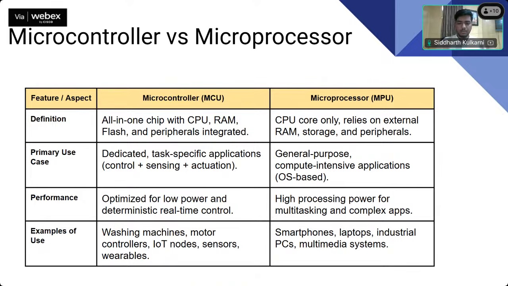Now, the question comes: what do we use a microprocessor for? Before that, let me just cover these points, in case I have missed anything. A microcontroller has a RAM, flash, and other basic peripherals inside one single chip. A microprocessor is very fast and very computationally active, but relies on external RAM, storage, and peripherals.